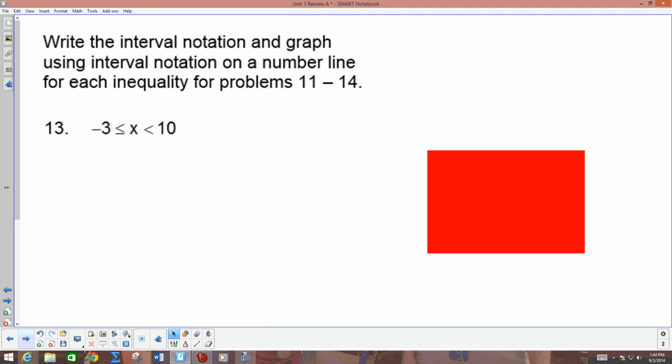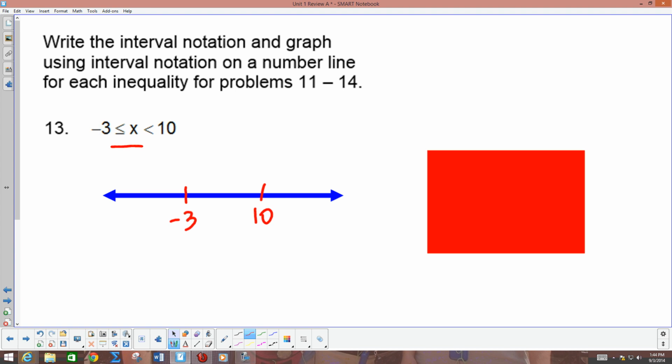So I have my line, my fabulous, good-looking number line. I have the points at -3 and 10. Over here, reading in this direction, it says x is greater than or equal to 3. So I'm going to have a solid dot, and it's greater than, which is going to the right. Now, when I read this direction for x, it says x is less than 10. It's an open circle. Less than 10 is going to the left.